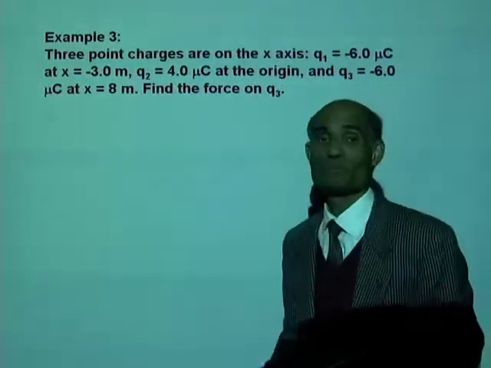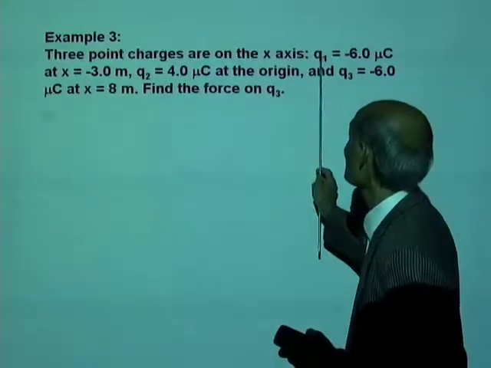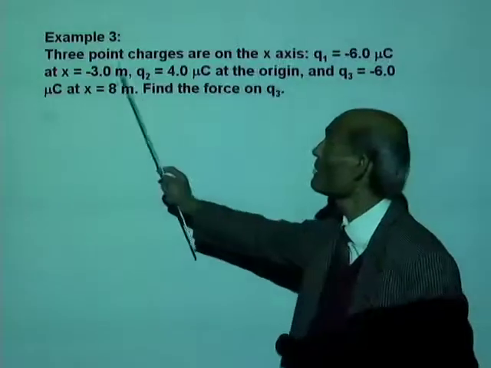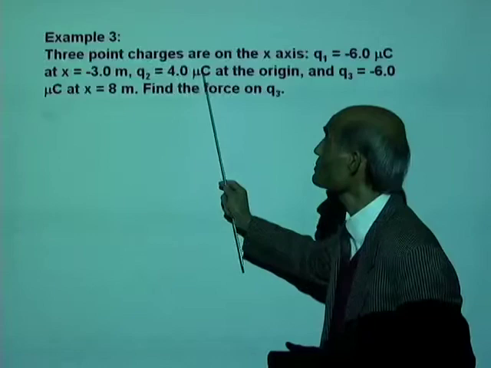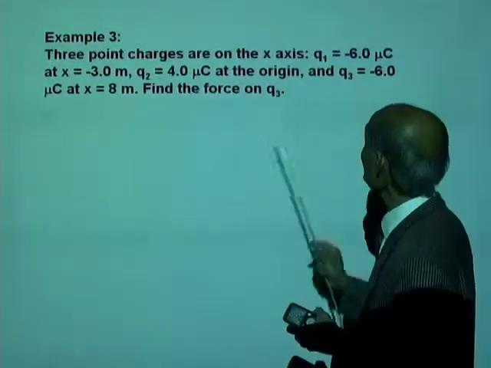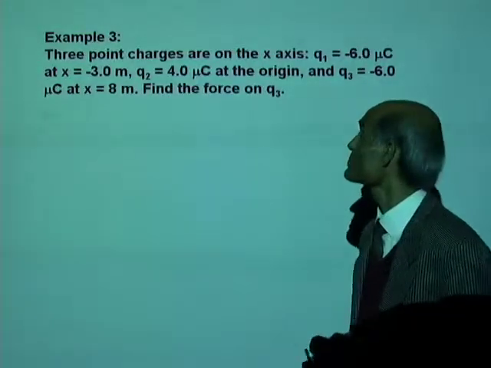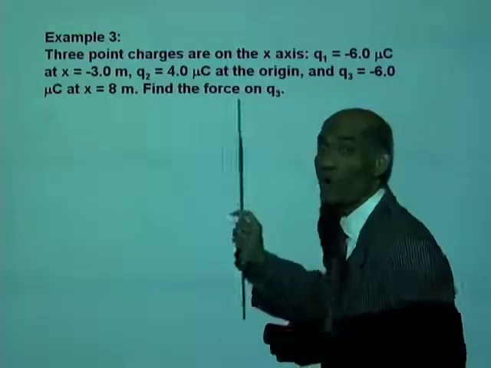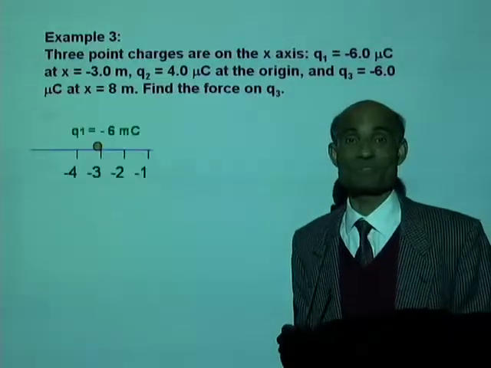Let's do a problem. Three point charges are on the x-axis. Q1 equal to negative 6 microcoulomb at x equal to negative 3 meter. Q2 equal to 4 microcoulomb at the origin. And Q3 equal to negative 6 microcoulomb at x equal to 8 meter. Find the force on Q3 due to the other two charges.